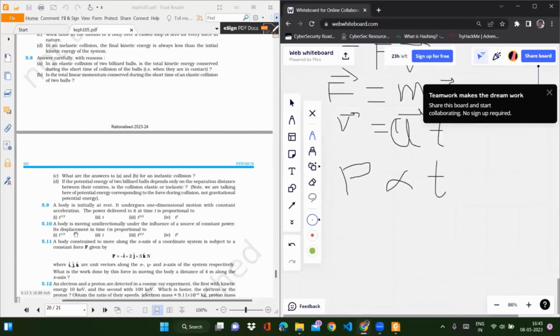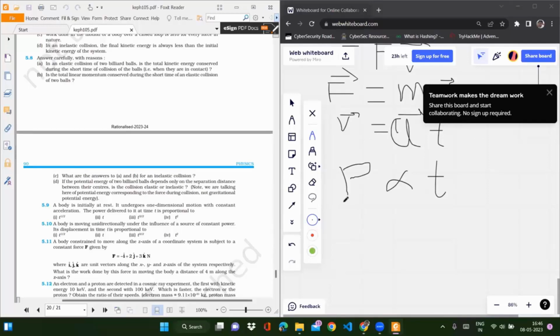Now 5.2 is somewhat similar to 5.9. Here also it is asking, a body is moving unidirectionally under the influence of constant power. Now in this case the power is constant and we are asked to tell the displacement in time t is proportional to, means the time proportionality for distance. So power is constant and now we consider the body is moving unidirectionally. We are considering it's a free body and it is moving.